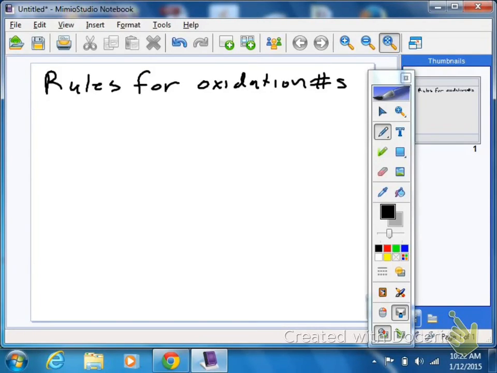When you're looking at rules for oxidation numbers, you know some of these rules already. The ones that we're going to talk about today won't be all the new rules, but one of the rules you already know would be number 6. Number 6 says the algebraic sum of the oxidation numbers of all atoms in a neutral compound is equal to 0.